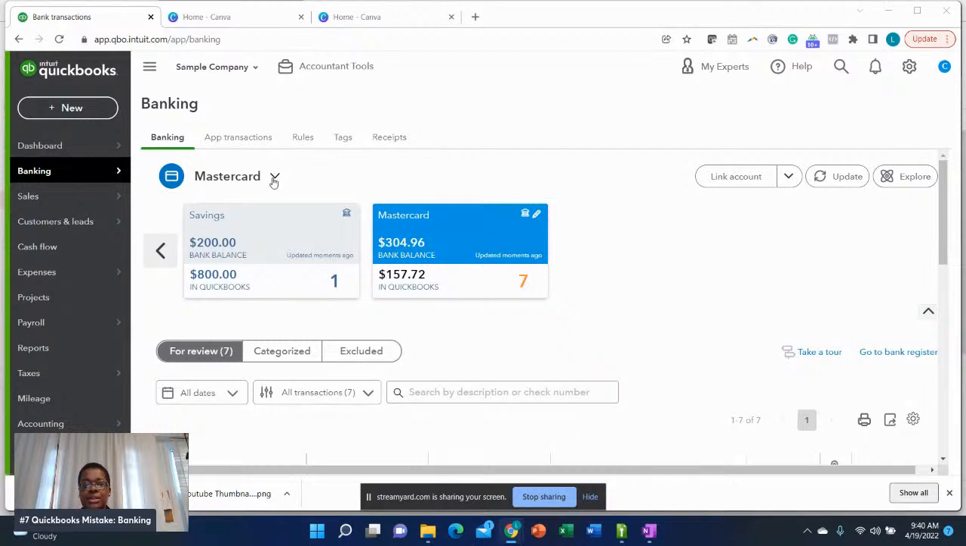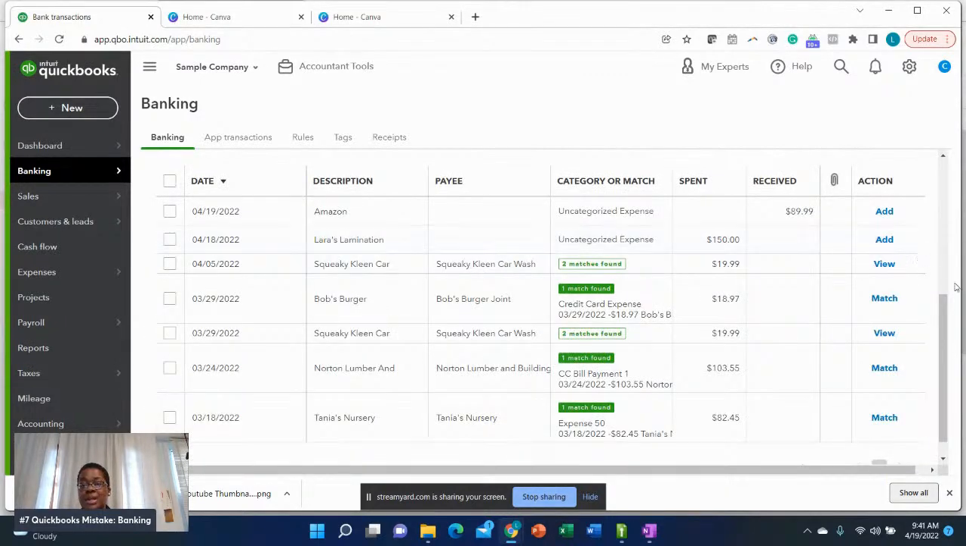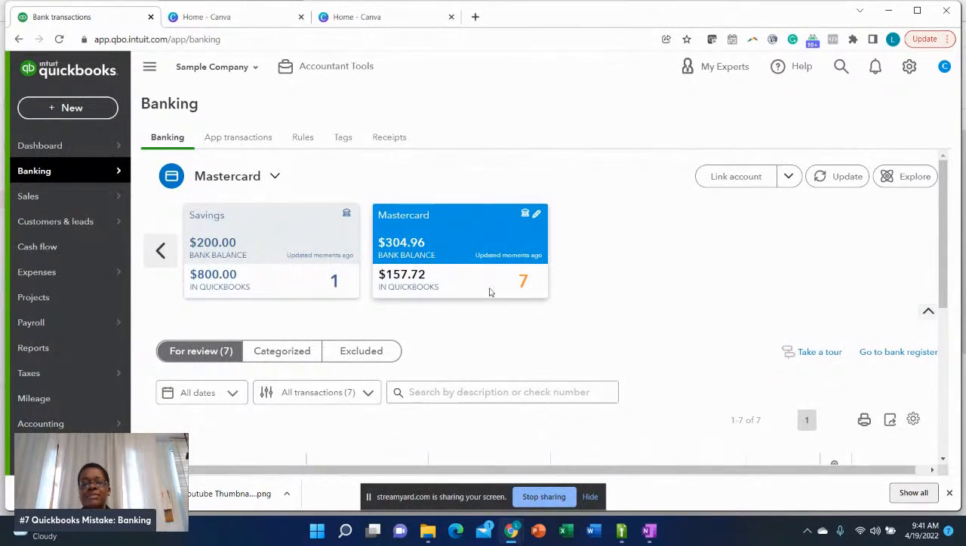So this is a sample company in QuickBooks. When you connect your credit card, this number here represents 7 transactions. That means as a business owner or your bookkeeper, someone needs to go into QuickBooks and tell it what these transactions are for. What account should these transactions go into? Is it insurance? Supplies? Payroll? I have seen businesses that have over 5,000 transactions that have not been coded.